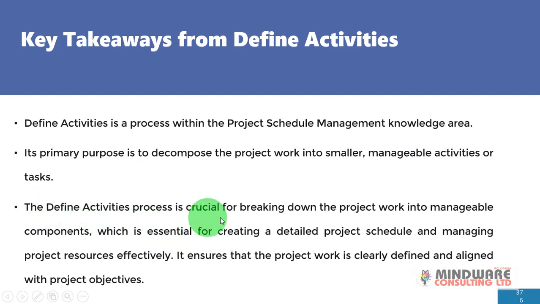The define activities process is crucial for breaking down the project work into manageable components, which is essential for creating a detailed project schedule and managing resources effectively. It ensures that the project work is clearly defined and aligned with project objectives. So this alignment is very, very important, and that's why define activities is a very, very critical area in project management.